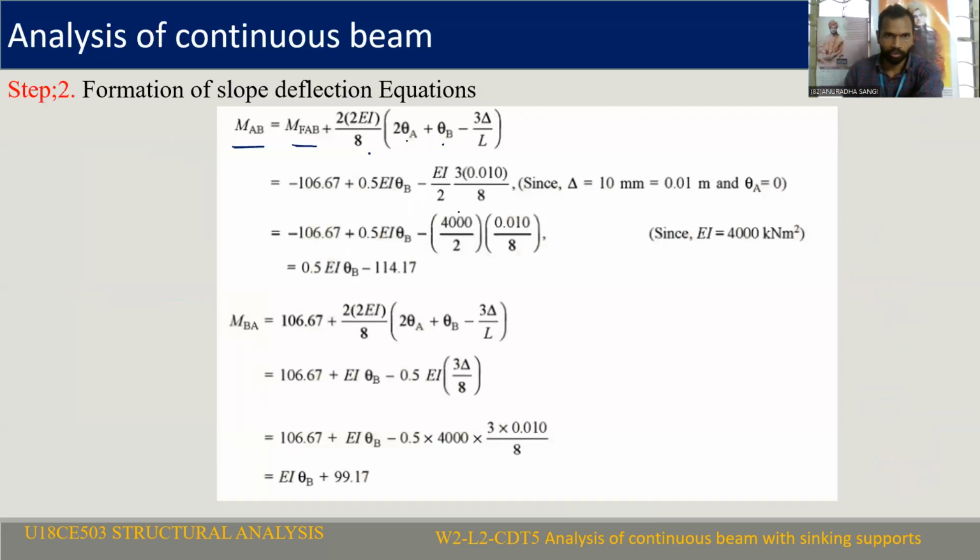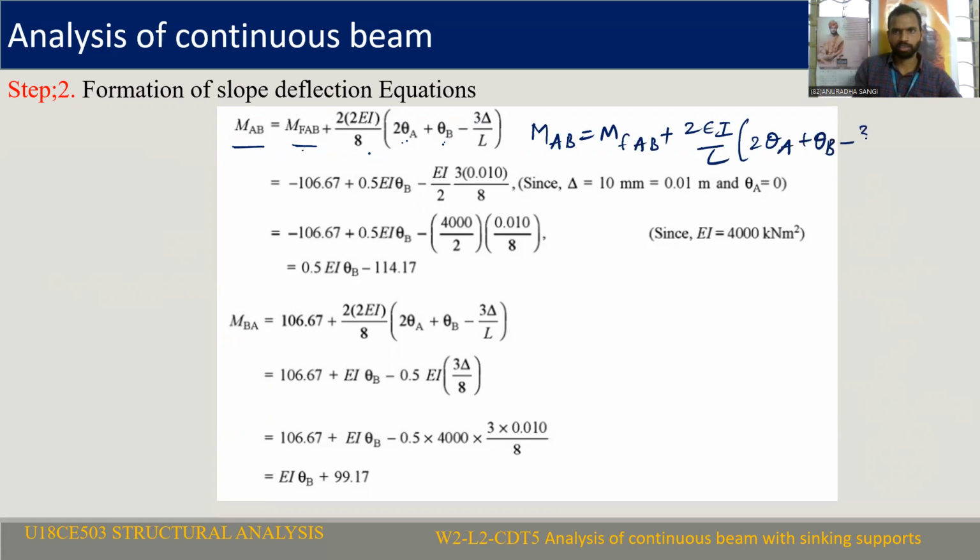Now I'm writing MAB. The equation is MAB equals MFAB plus 2 EI by L into 2 theta A plus theta B minus 3 delta by L. Substitute MFAB equal to 106.67 minus 12 because it is producing anti-clockwise effect, and EI is equal to 2 EI. So you calculate it.